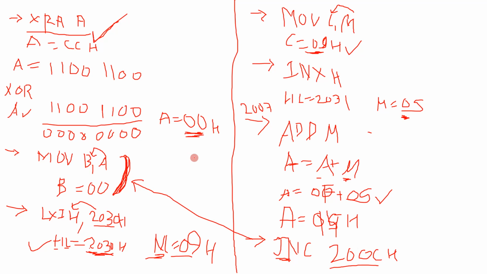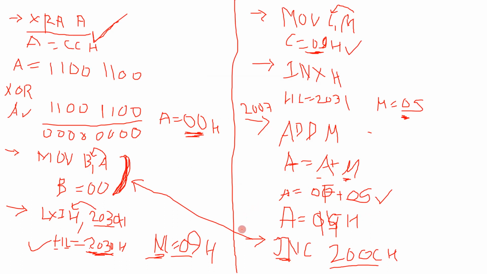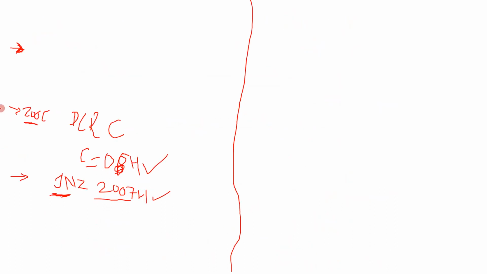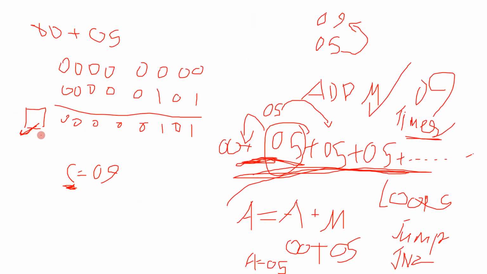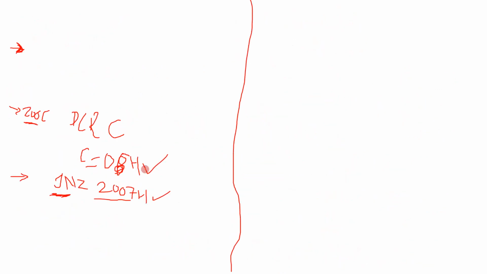The example which we have taken, 5 into 9, is not going to give us carry anywhere. It will keep on adding and it will keep on jumping to location 200C. So how many times have we added 05? 5 times. We are done adding 5 times.